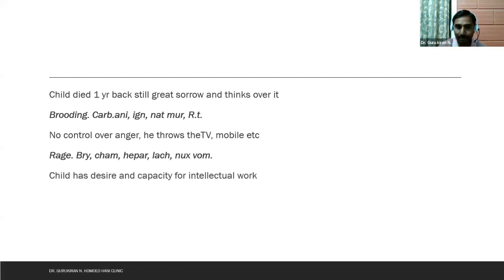Child has a desire and capacity for intellectual work. What is it considered as? Intellectual children. Rubric is intellectual children, whether in a child or in an adult. The major remedies are Aconite, Baryta carbonica, Belladonna, Carcinosin, Lachesis, Phosphorus.